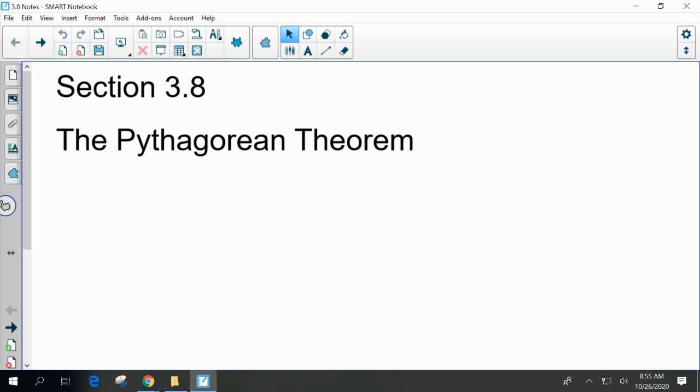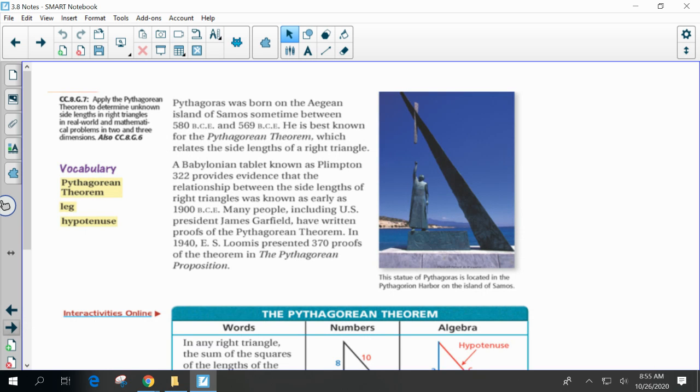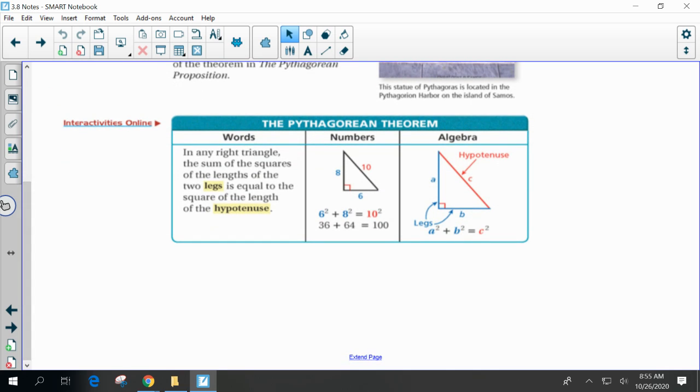All right, section 3.8, the Pythagorean theorem. So here is the theorem. This is how you find a missing side of a triangle.